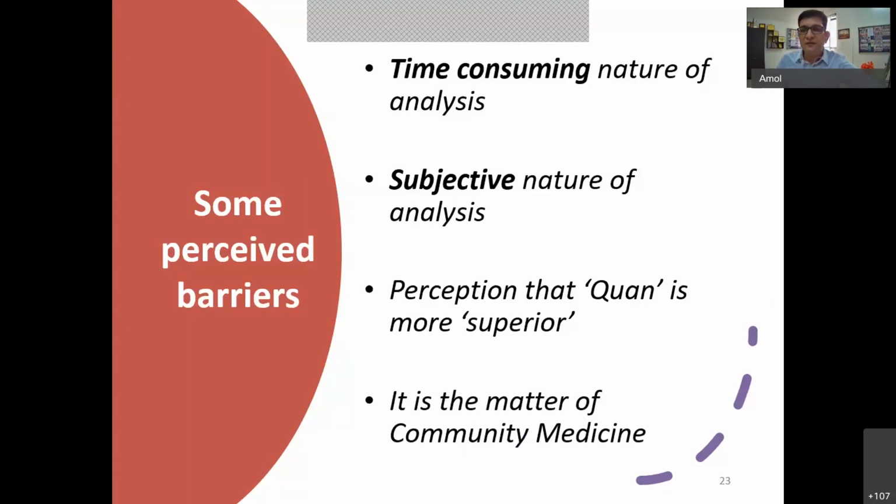And then many people have this feeling that it is a matter of community medicine. And no, it's not just practiced in community medicine. It's practiced in education, in all subjects, in all disciplines, even in engineering, marketing, tourism, everywhere it has application.